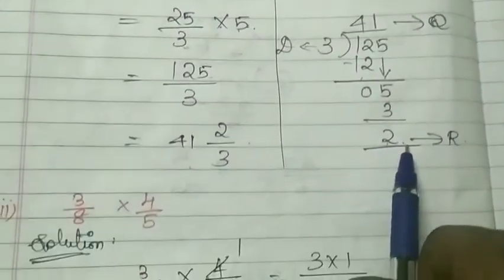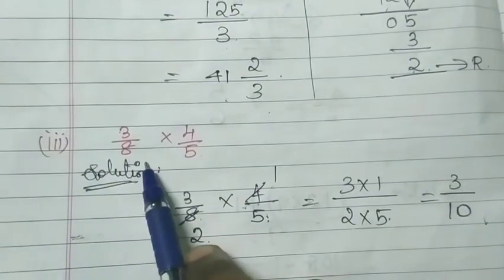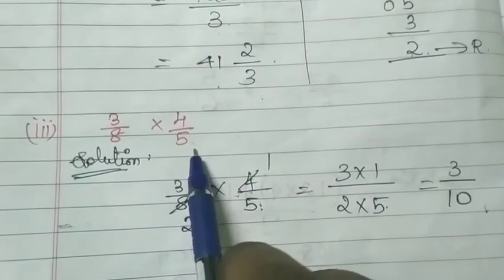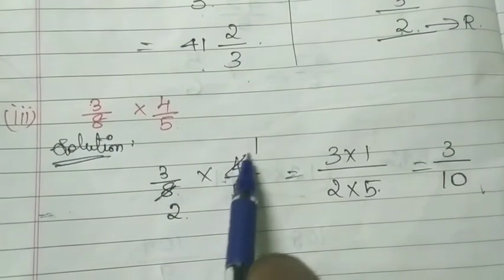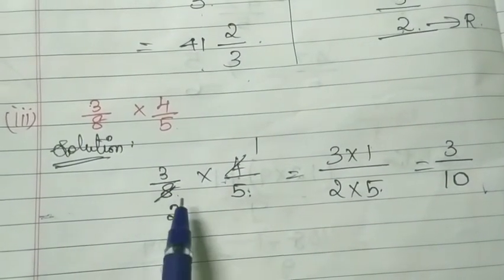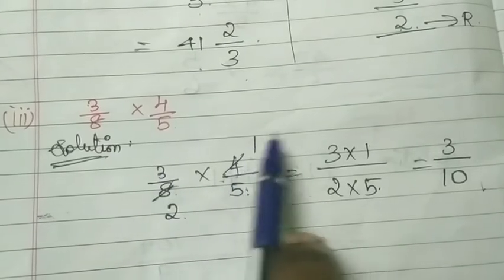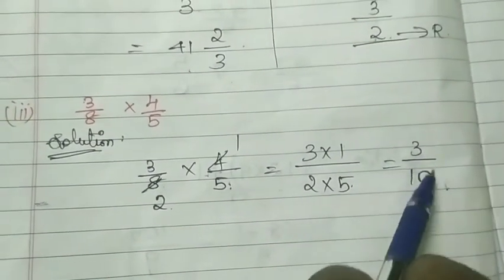Go to the next one, 3 by 8 into 4 by 5. 8 we can divide by the fourth table. 1 4 is 4, 2 4s are 8. So the remaining numbers are 1 3 is 3 by 2 into 5, so 3 by 10.